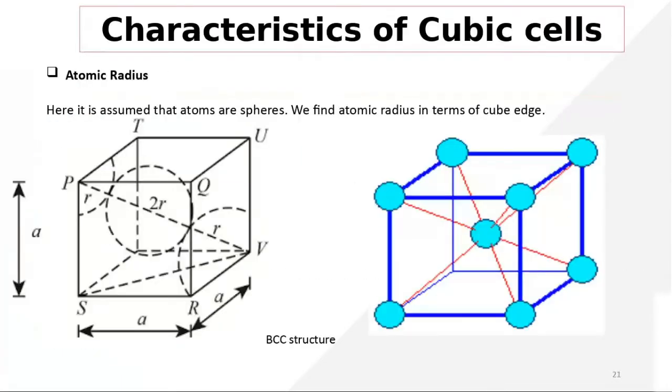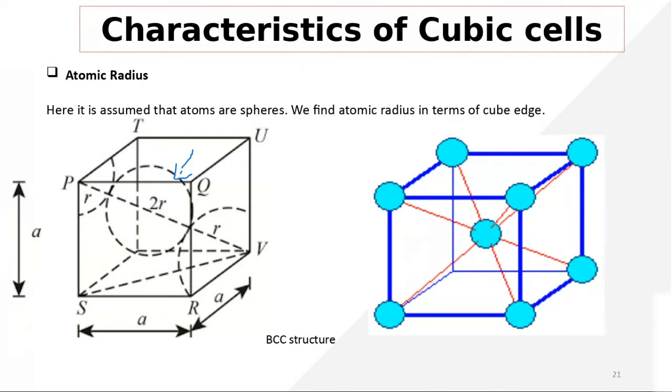So now here it is, the atomic radius for the BCC structure. In the case of the BCC structure, you can see that one atom is present at the center. It gives its whole contribution to this particular unit cell, and for the atoms present at the corners, only 1/8 is contributed to this unit cell.